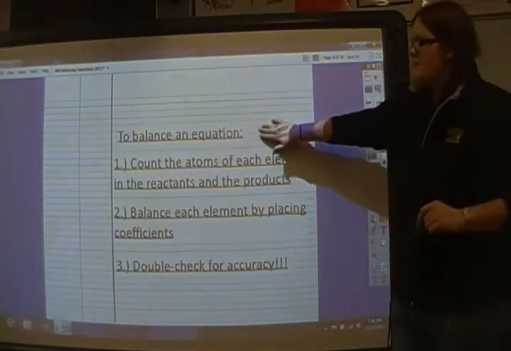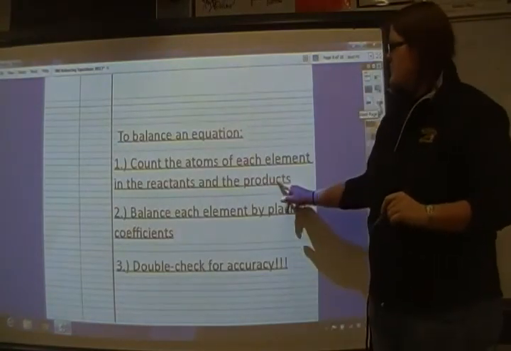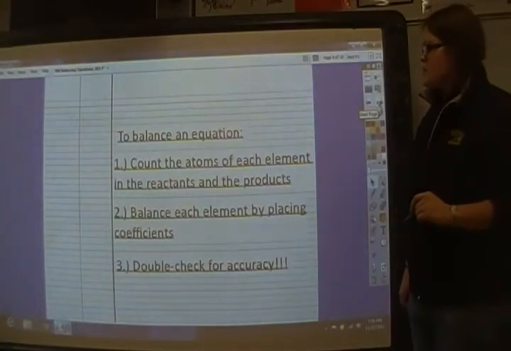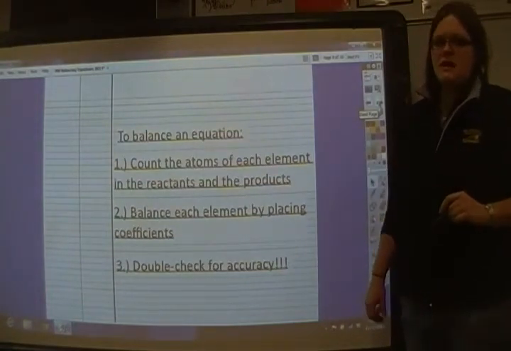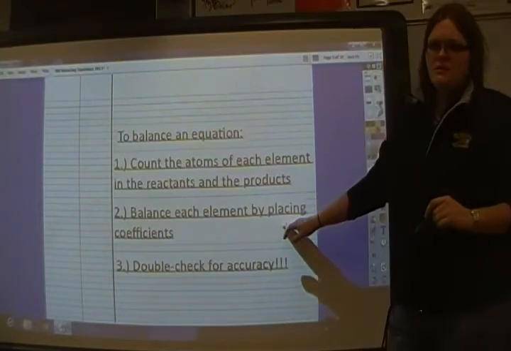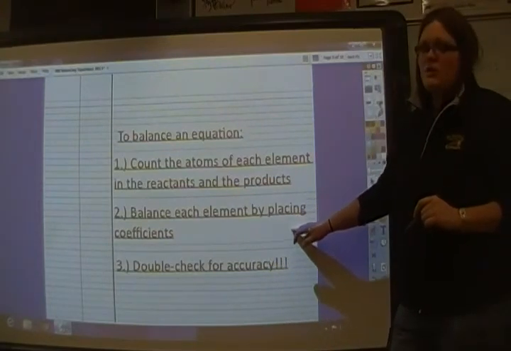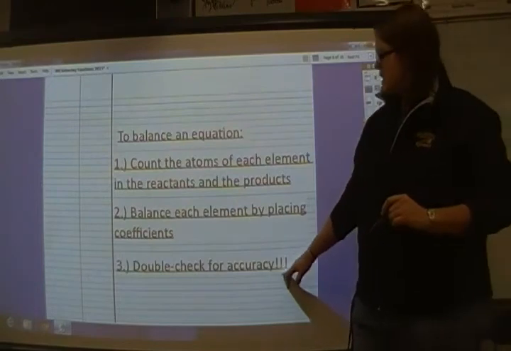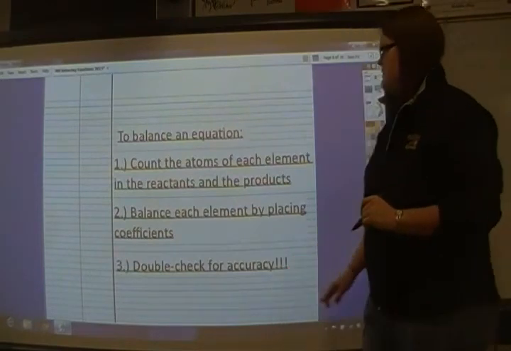Okay, so here are the steps. To balance an equation, first you count the atoms of each element in the reactants and the products. Then you balance each element or molecule by placing coefficients. Then you need to double check for accuracy.